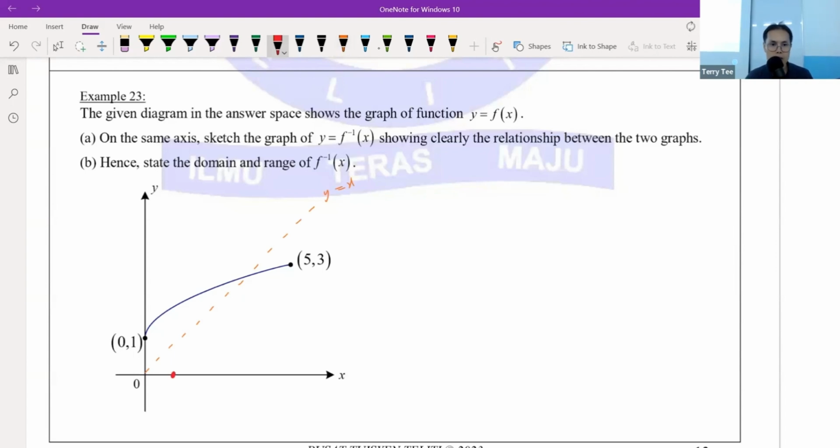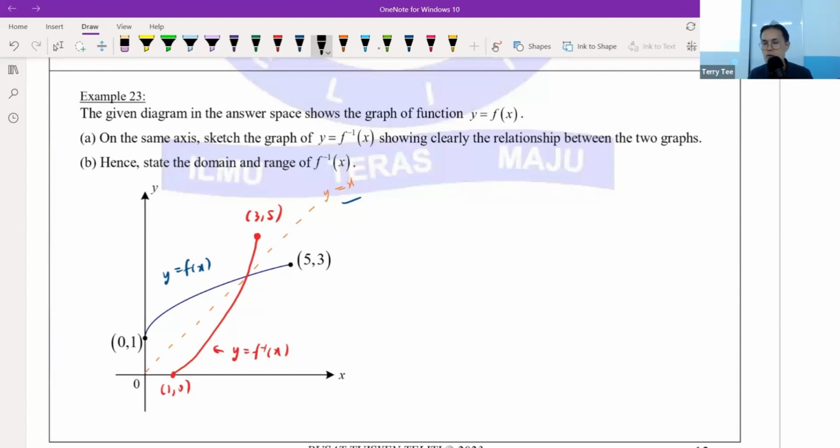Number two, let us plot. This point here, instead of (1, 0), it becomes (0, 1). Then I need to draw a curve upwards, right? Instead of (5, 3), it becomes (3, 5). So the red graph here is your y equals f inverse x. The blue graph here, the original graph, is your y equals f(x). And your line of reflection, y equals x, which you must draw, is the orange graph.